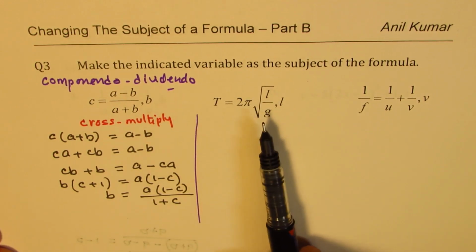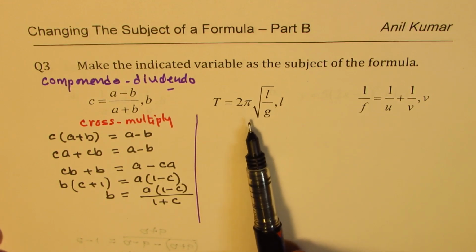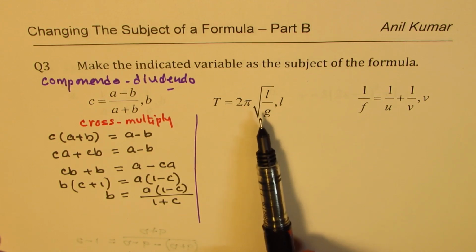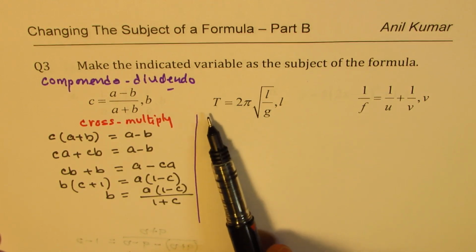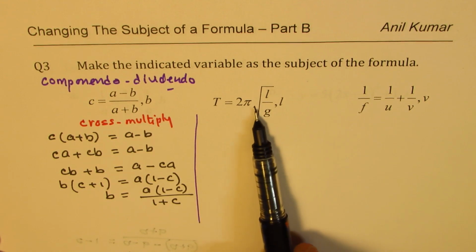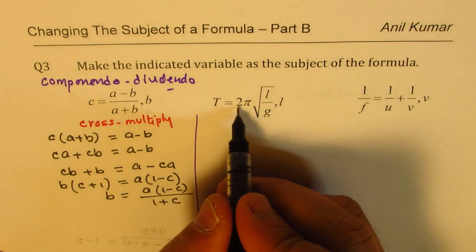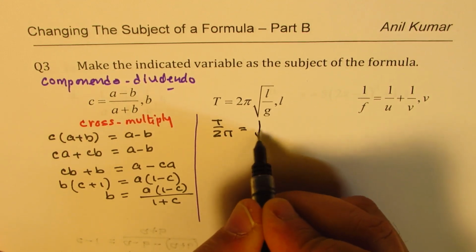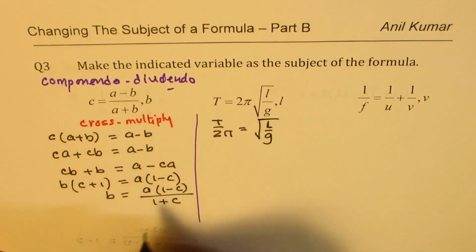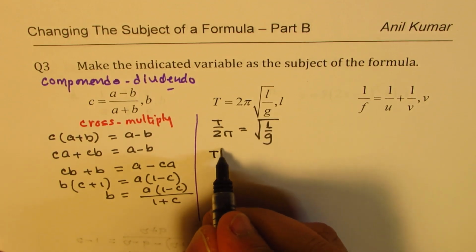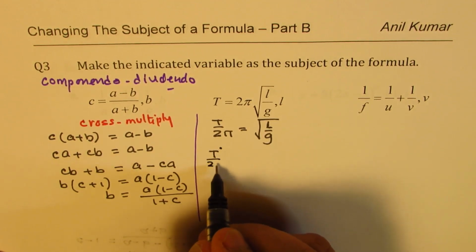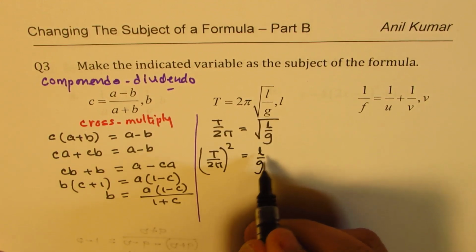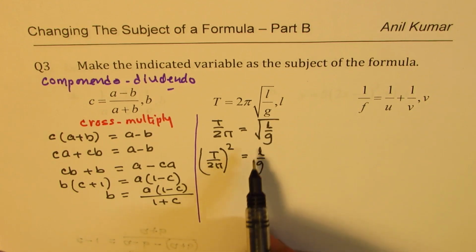Now, let's look into the next example, which is t equals 2 pi square root of L over G. We need to isolate L. So it is within the square root. So once we do the operations on both the sides, we need to square, right? Okay, so first let's divide by 2 pi. So we get t over 2 pi equals square root of L over G. And then we have to square. So we get t over 2 pi whole square equals L over G. So when you square a square root, you get L over G.